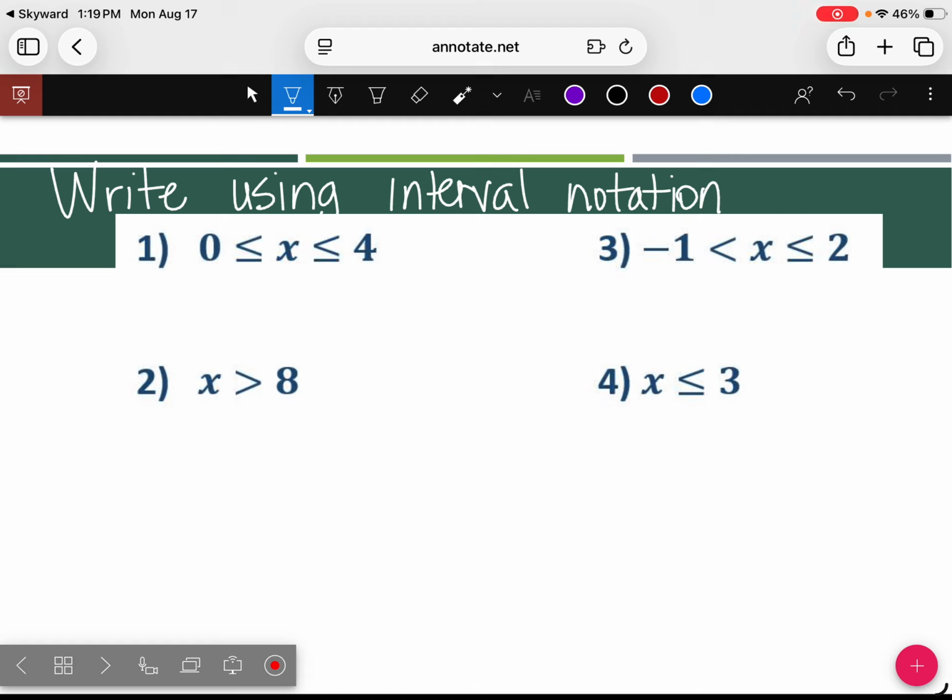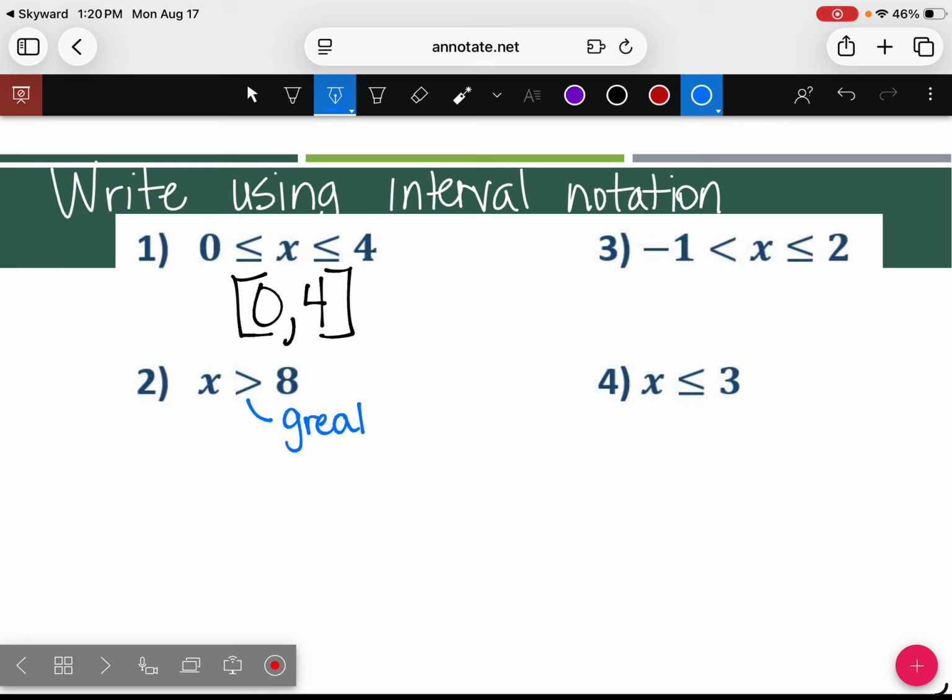So for this one, this says 0 to 4 is my solution. Notice how they both have equal signs. They both have an equal sign, so that means both sides will have a bracket. And that's it, that's your answer. For number 2, is this a greater than or a less than sign? Greater than.